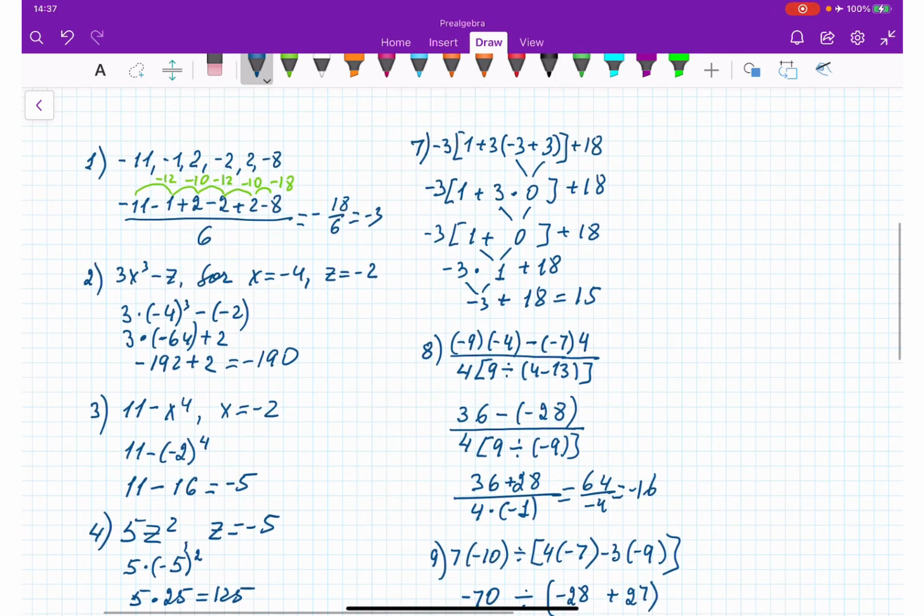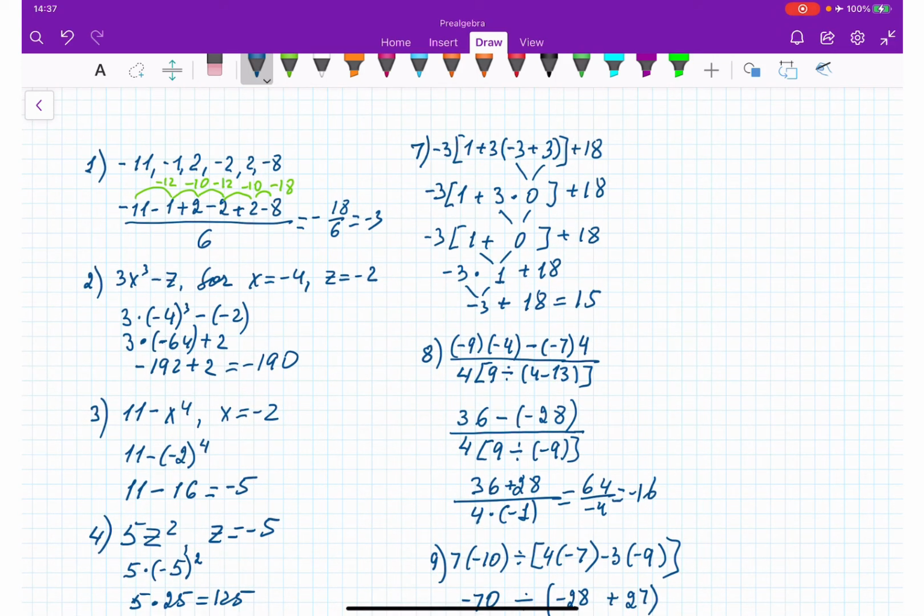Okay, moving to question number 12. We have negative 81 divided by 9 minus 7 divided by 7. Okay, negative 81 divided by 9 is going to be negative 9, minus 7 divided by 7 is 1. Answer is negative 10.